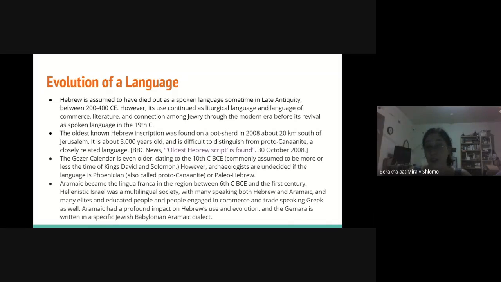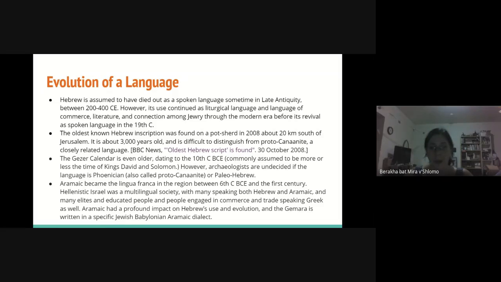That potsherd is 3,000 years old, and it's a very old form of Hebrew, and it's honestly difficult to distinguish it from Phoenician or Proto-Canaanite, which is a very closely related language. There is an even older inscription called the Gezer calendar, so it's part of a calendar, and that dates to the 10th century BCE. This is the Iron Age, assumed to be the time of Kings David and Solomon. Archaeologists are still arguing over if the Gezer calendar is in Phoenician or Proto-Canaanite or has already split into Paleo-Hebrew. So you are looking at a very long-lived language family.